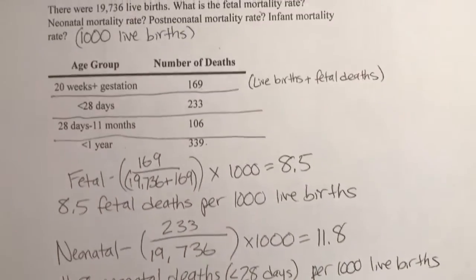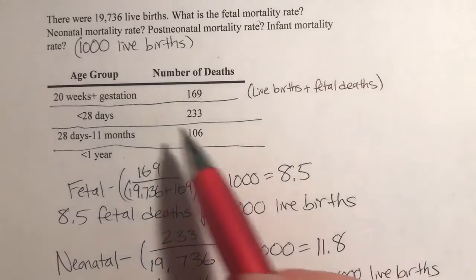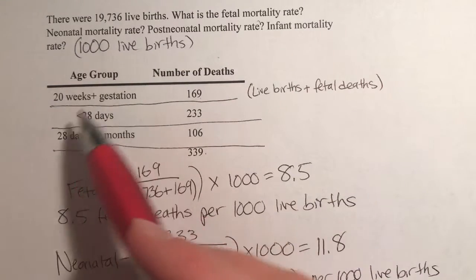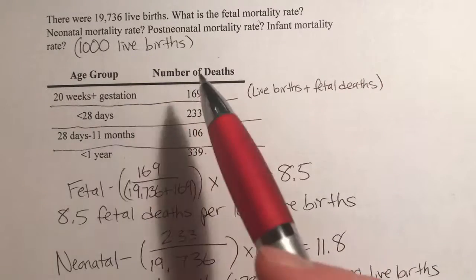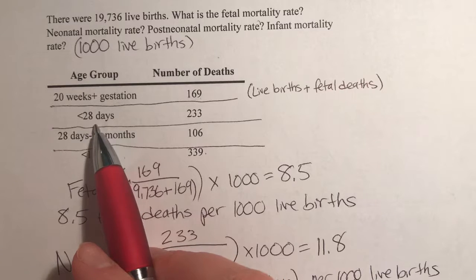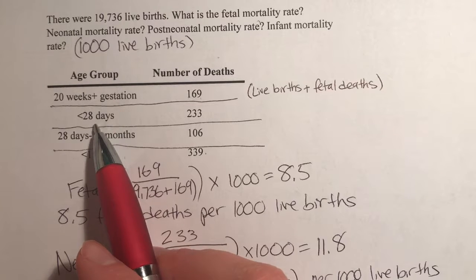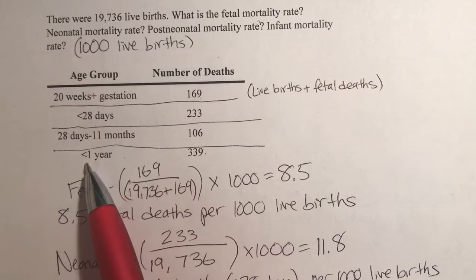As you're practicing your infant mortality rates, just review what age groups you include in each. Fetal is looking at the number of babies who died before they were born. Neonatal is looking at those very young, under 28 days old. Post-neonatal is looking at those a little bit older, 28 days to 11 months. And then our overall infant mortality rate is looking at those who died before their first birthday.